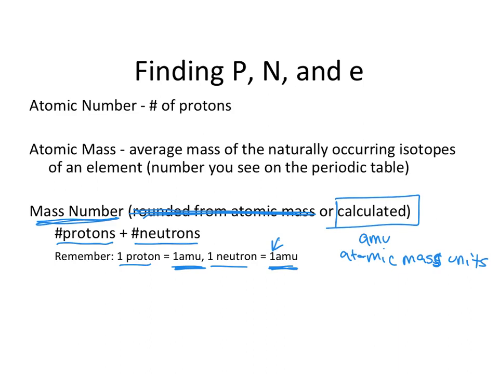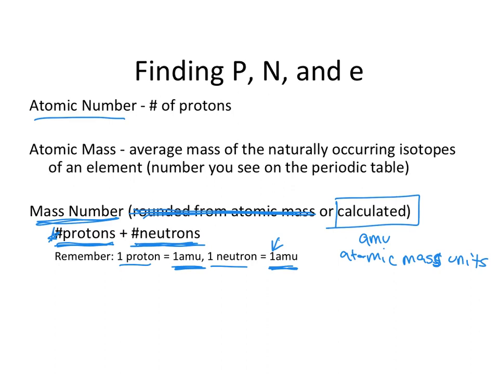So for the mass number, it's the number of protons, each one has a mass of 1, plus the number of neutrons, each one has a mass of 1. This is really useful because if I have the mass number and I have the number of protons, which I get from the atomic number, then I can very easily calculate the number of neutrons present in an atom.